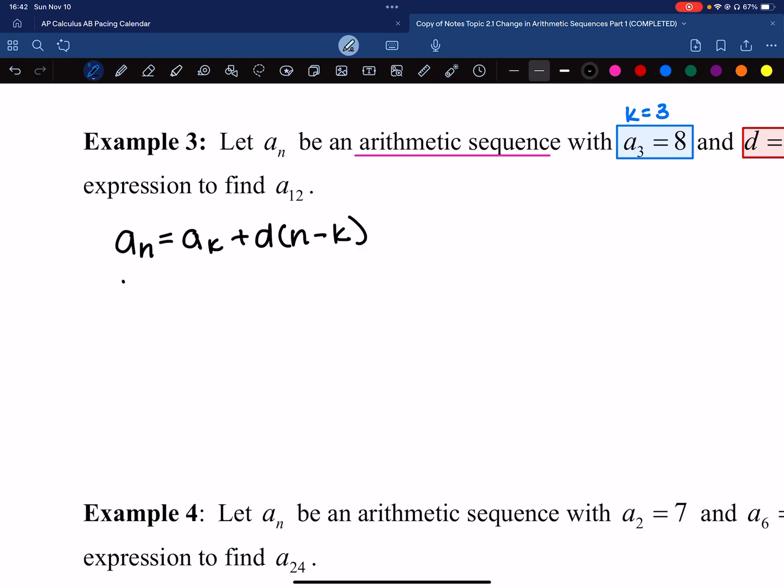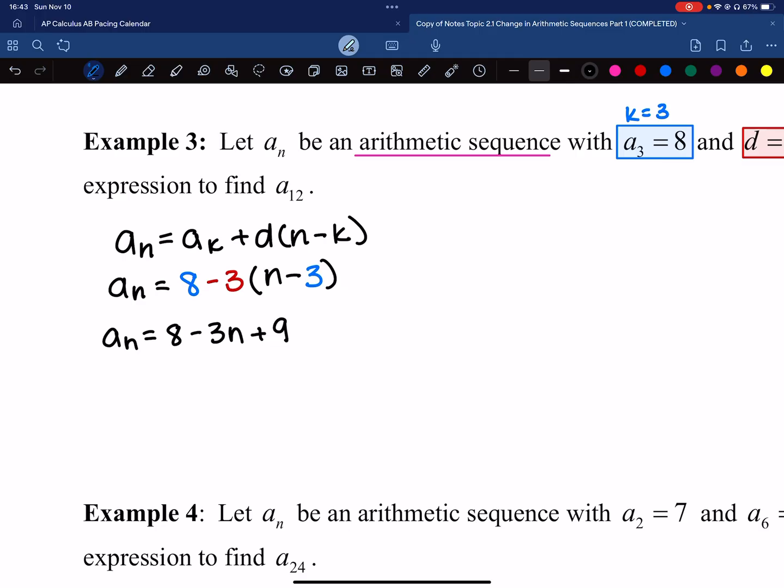So we would get a sub n equals 8 minus 3, because that's our common difference, times n minus 3, like that. So that could very well be an answer. You could also have this simplified. So if this were simplified, we would get a sub n equals 8 minus 3n plus 9.